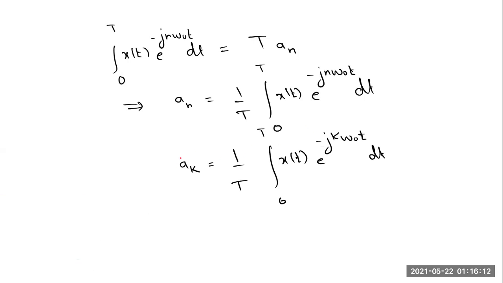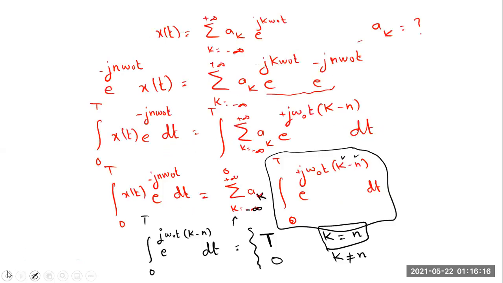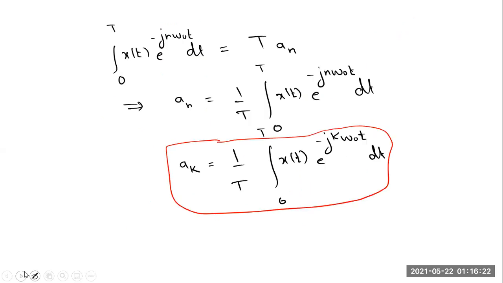And this is what we were looking for. We were interested in this representation, what is going to be ak? So now we know that ak can be calculated through this. So whenever we talk about Fourier series, there are two equations that we will be using.